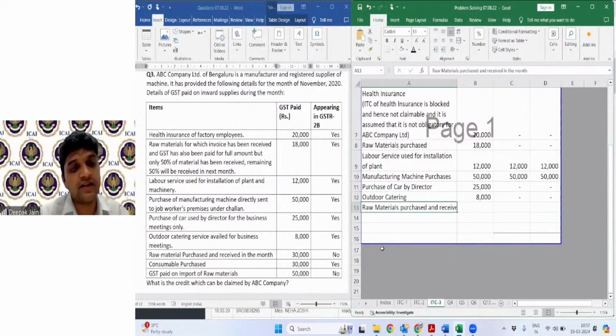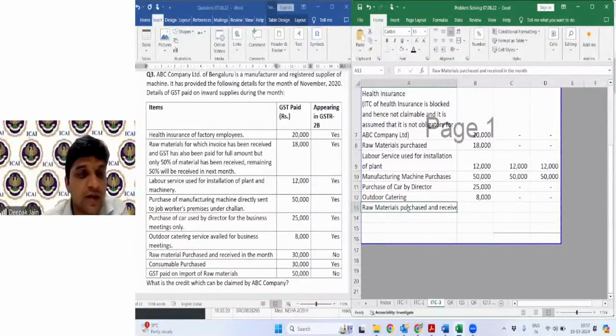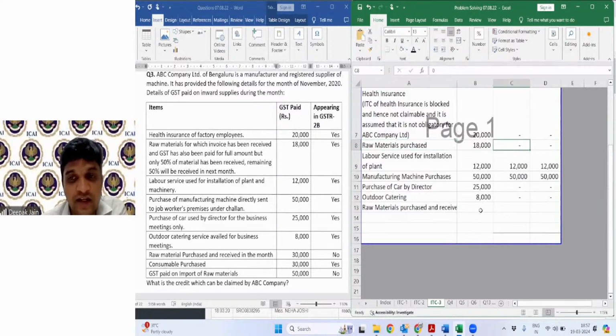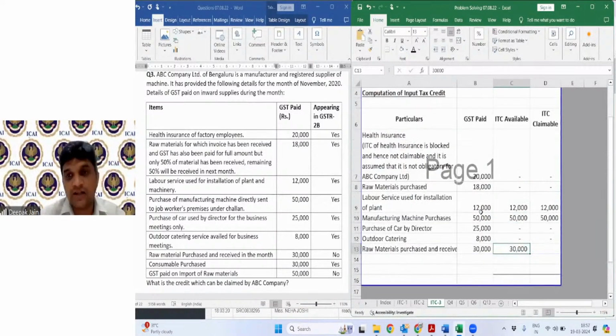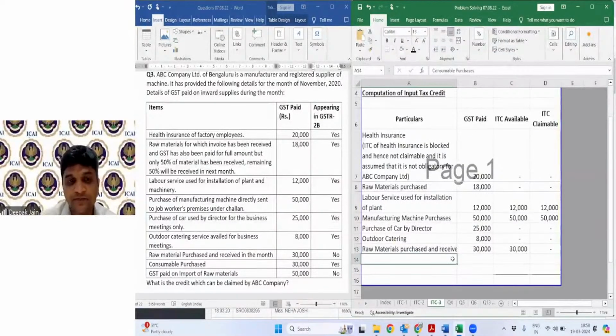Then raw material purchased and received in this month. In the previous part, here it was raw material purchased but not received, so we have not availed it. In this case, raw material purchased and received is 30,000 rupees. Is ITC available? Yes, ITC is available. Is it claimable? Yes, claimable to the extent of 0. Why? Because it is not appearing in my GSTR 2B, right? So if it is not appearing in my GSTR 2B, I cannot claim it.